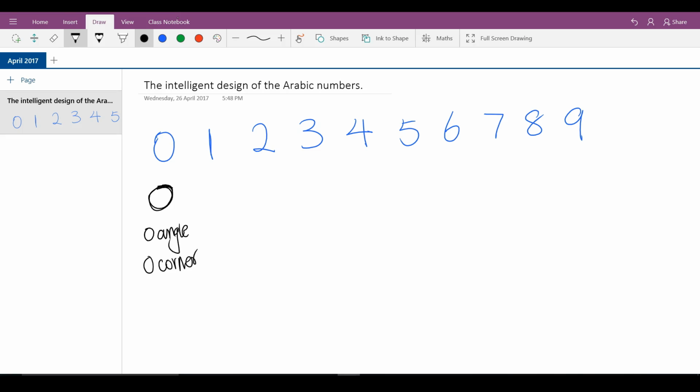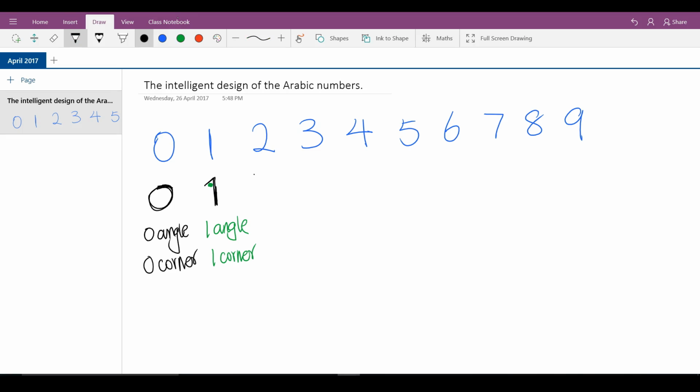Right? So it is representing 0, nothing. All right, let's look at the 1. The 1 is written like this, and you can immediately see that there's an angle there, a corner there. Hence, 1 angle or 1 corner. All right, let's go into 2.